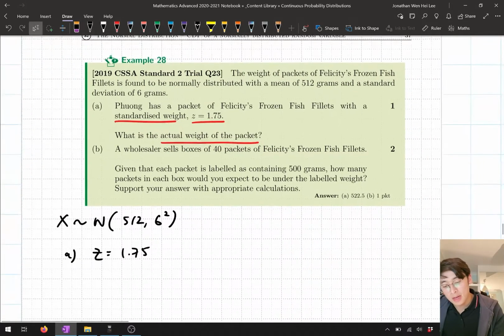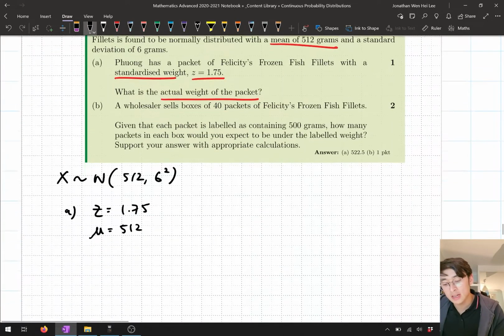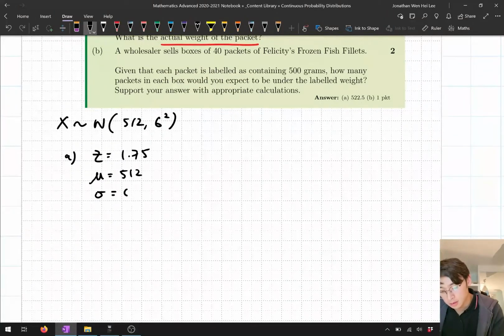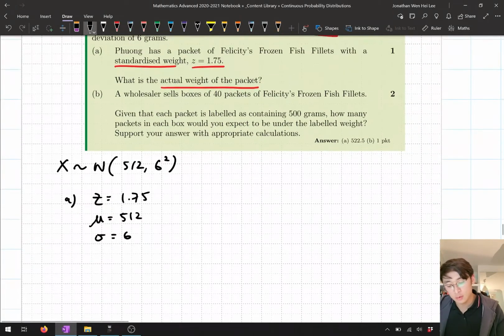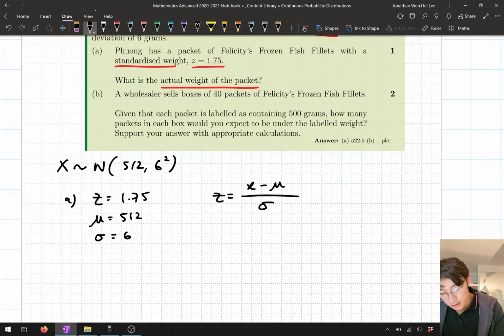Well, the mean is 512. So that's the value for mu. Mu is equal to 512. And we have a standard deviation of 6. So that's sigma is equal to 6. What we can do with this question is use the formula that we have for converting a regular random variable which is distributed normally to a standard normal distribution. So here this is Z is equal to x minus mu over sigma. Okay, we can substitute our values in.